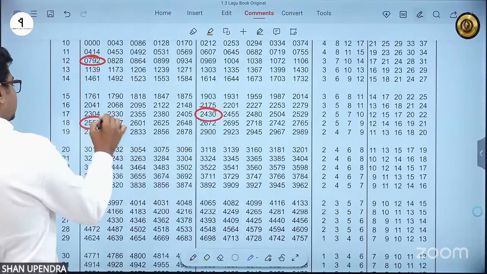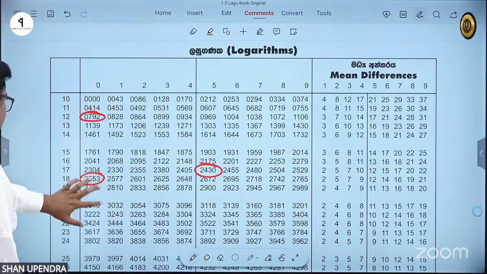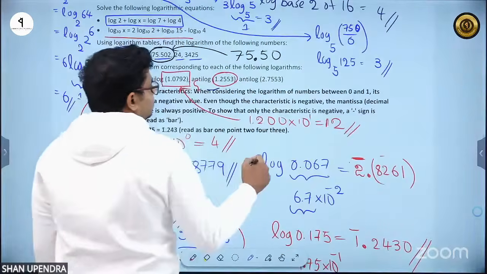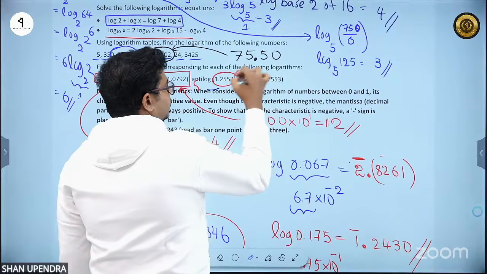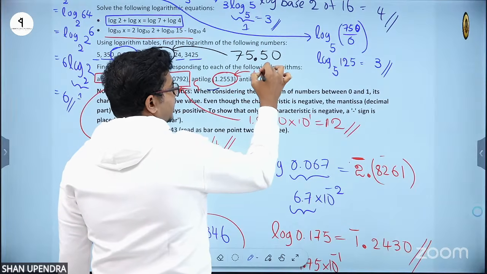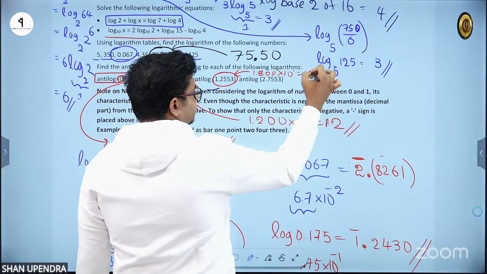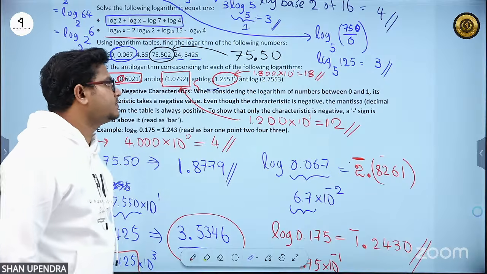That one is also directly available. So it is 1800. This is 1.800 into 10 to the power 1, that means 18. That one is again 18. The antilog of this value is 18.